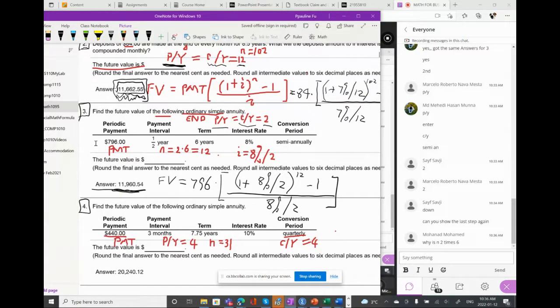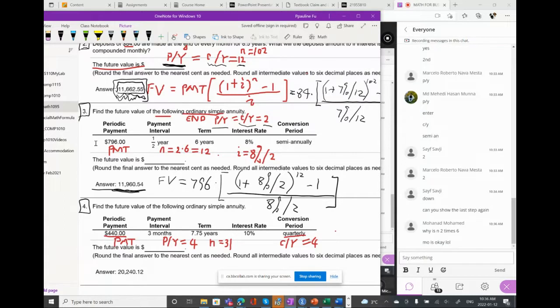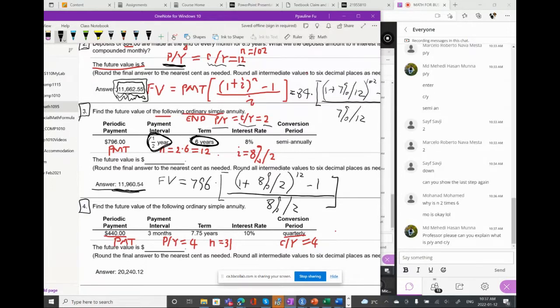Why 2 times 6? Because payment is made every half year, every 6 months you make a payment. You make payment for how long? For 6 years. Every half year you make a payment. How many total payments? 1 year you make 2 payments times 6 years equals 12. Did that answer your question? Okay.